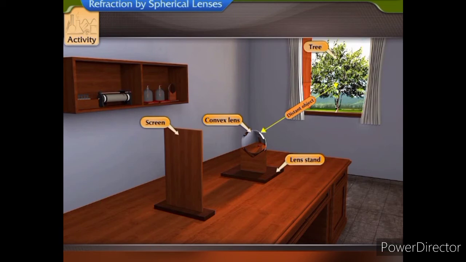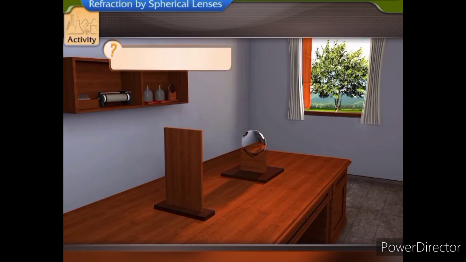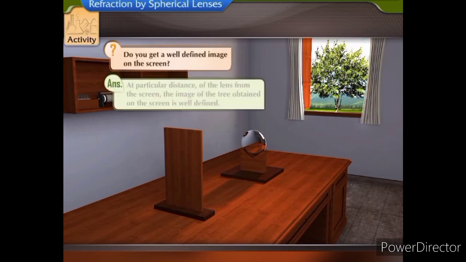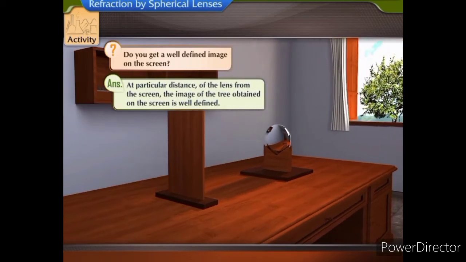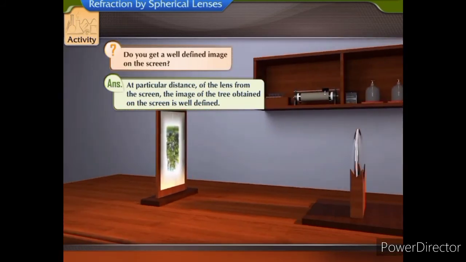Now, place the stand in between the screen and the distant object, that is, the tree seen through the window. Let us move the lens stand towards or away from the screen. Do you get a well-defined image on the screen? At a particular distance of the lens from the screen, the image of the tree obtained on the screen is well-defined.